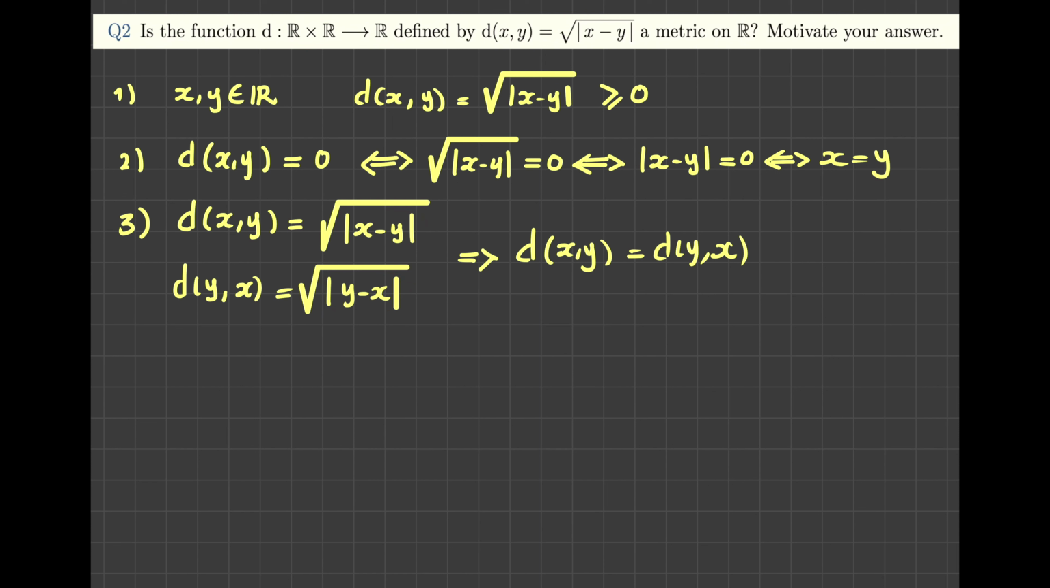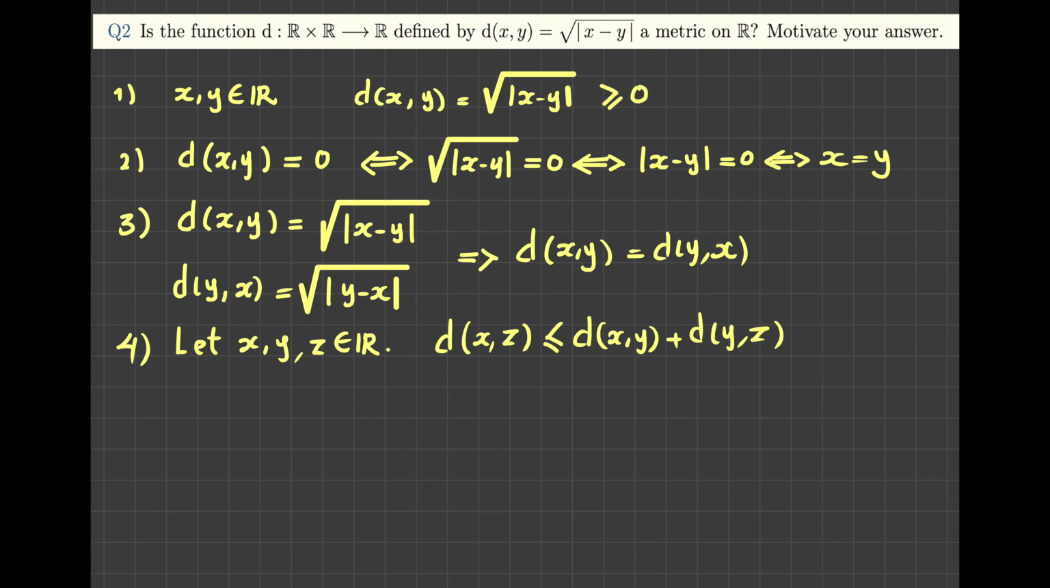Finally, we need to show that this satisfies the triangle inequality. Let x, y, and z be real numbers. Our goal is to show that the distance from x to z is less than or equal to the distance from x to y plus the distance from y to z. So this is our question mark. We have to show that. One technique in proving inequalities is to write the inequality and simplify it in a reversible way, so that I can come up with an inequality which is guaranteed to be true.